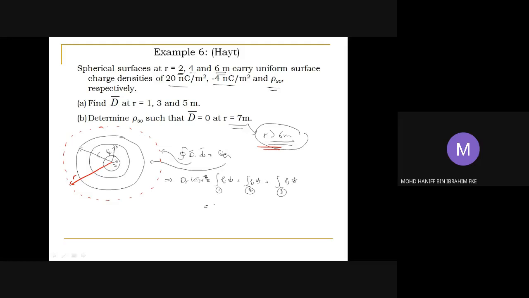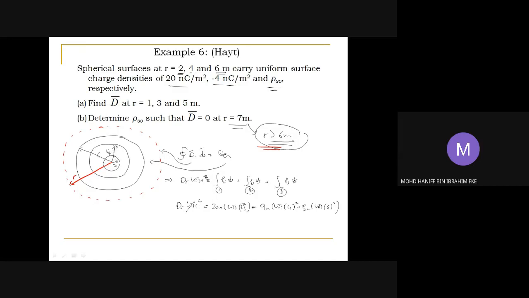So we proceed with that right hand side. That will give us 20 nano times 4 pi times 0.2, sorry, my mistake. 4 pi 2 squared, plus or minus 9 nano times 4 pi times 4 squared, and plus rho S naught times 4 pi of 6 squared. That should give us Dr 4 pi r squared.